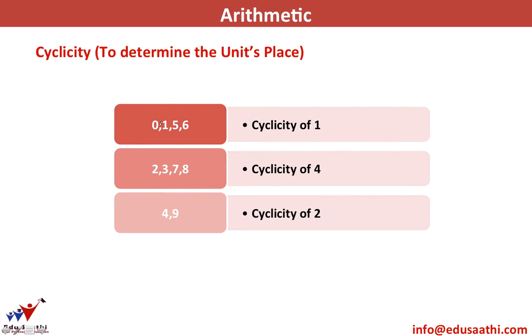If the last digit is 0, 1, 5 or 6, it will end up in 0, 1, 5 and 6. Therefore, the cyclicity is 1. If the last digits are 2, 3, 7 and 8, this is the main focus, it has a cycle size of 4. And the numbers like 4 and 9 have a cycle size of 2. So 4 and 9, cyclicity of 2. 2, 3, 7, 8, cyclicity of 4, and 0, 1, 5, 6 have a cyclicity of 1. This is a very, very important table that you need to remember while you are doing questions related to cyclicity.